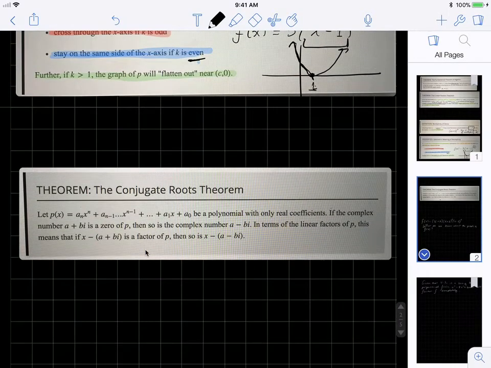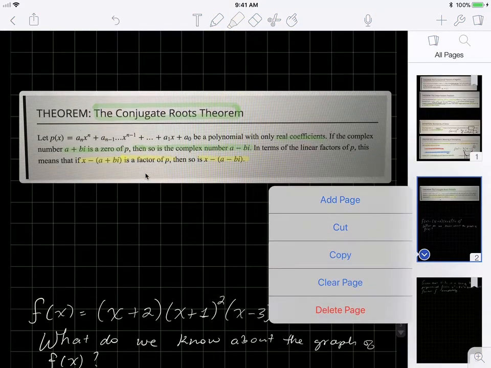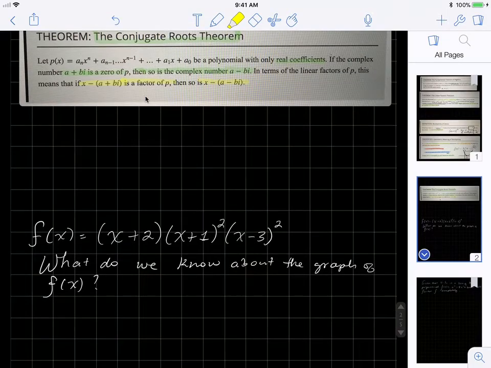Last but not least, we have the conjugate roots theorem. This theorem states that if you let p be a polynomial with only real coefficients, well, if the complex number a plus bi is a zero of p, then so is the complex number a minus bi. In other words, they're conjugate roots. So our complex roots will travel in pairs. If we have a plus bi as a zero, then by necessity, so is a minus bi. That means by extension that if x minus (a plus bi) is a factor of p, then so is x minus (a minus bi). Okay, we'll do one problem together, but we'll save most of it for the class.